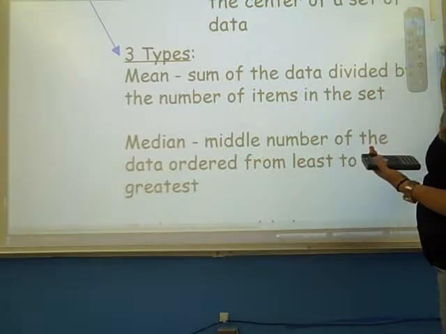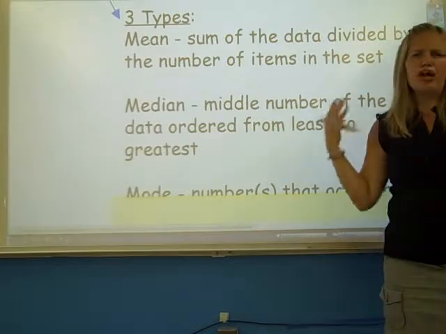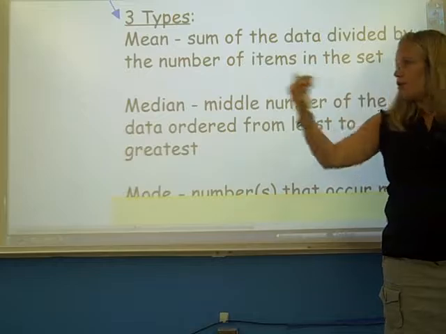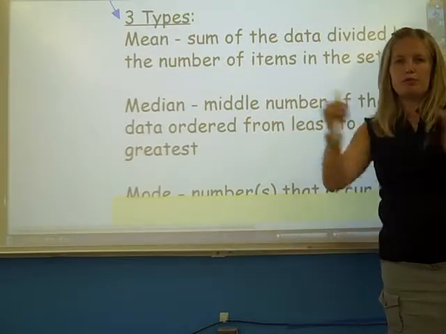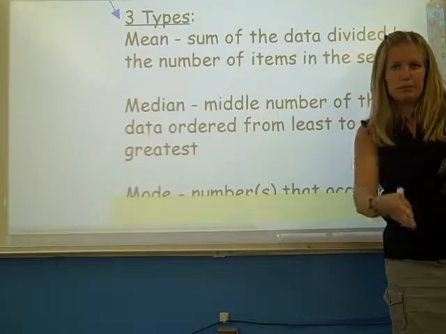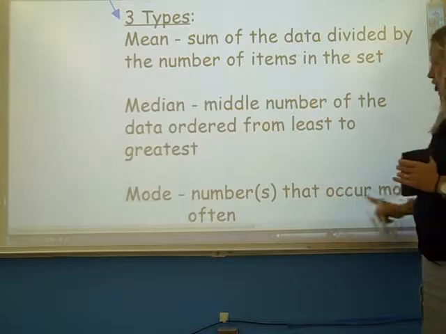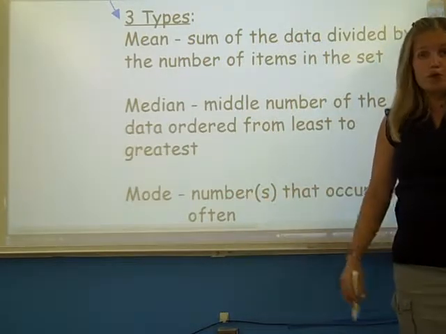Mean is the sum of the data divided by the number of items in the set. It's your average. Okay, so that's describing the middle. The median is the middle number of the data ordered from least to greatest. So put them in order, least to greatest, and that tells you the middle number. And the mode is the numbers that occur most often. It could be one number, it could be many numbers, there could be no mode.